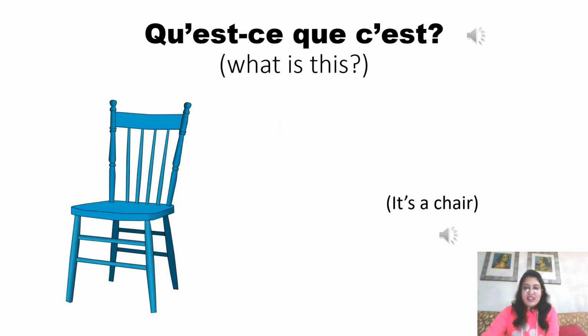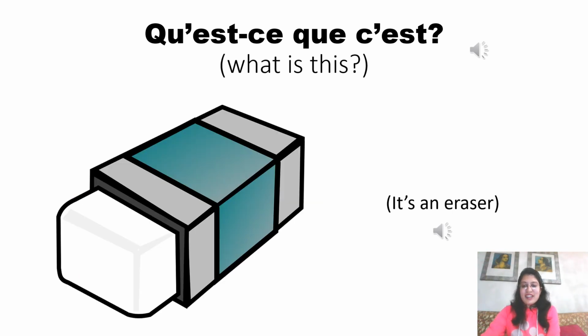C'est une chaise. C'est une chaise. Now listen to the pronunciation of the native French speaker, how she speaks qu'est-ce que c'est. Qu'est-ce que c'est? Again, listen to how she speaks c'est une chaise. C'est une chaise. Again. C'est une chaise. Qu'est-ce que c'est?